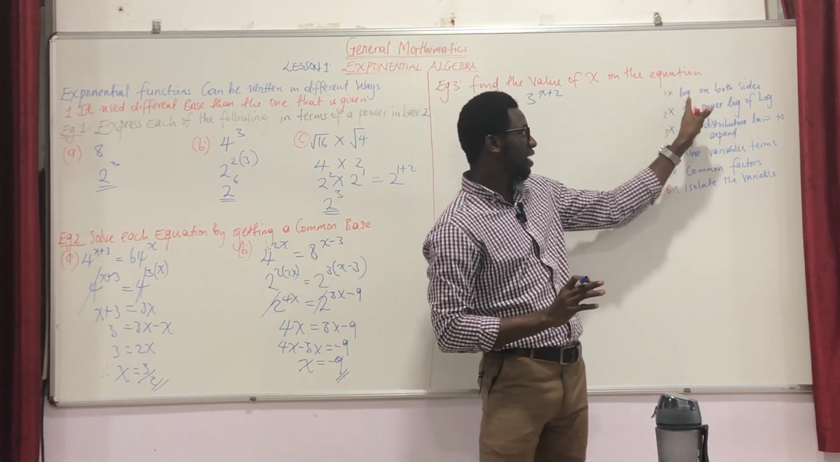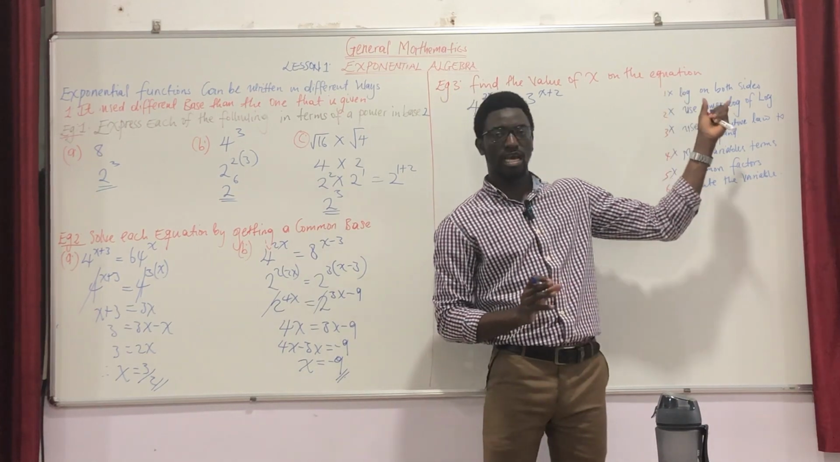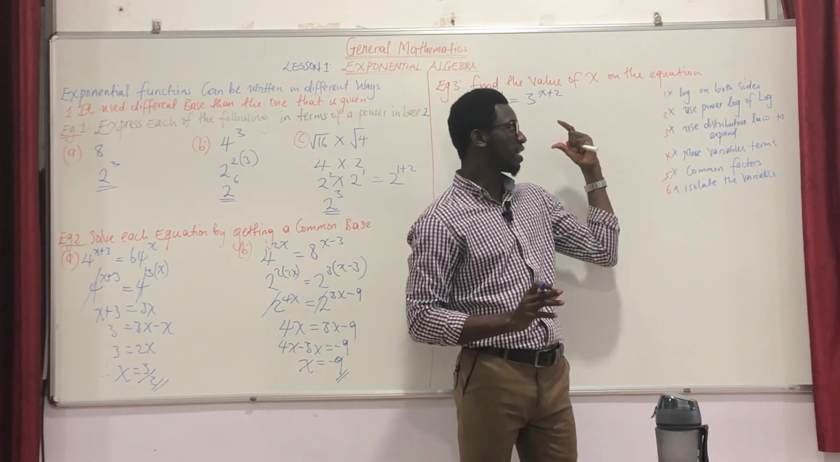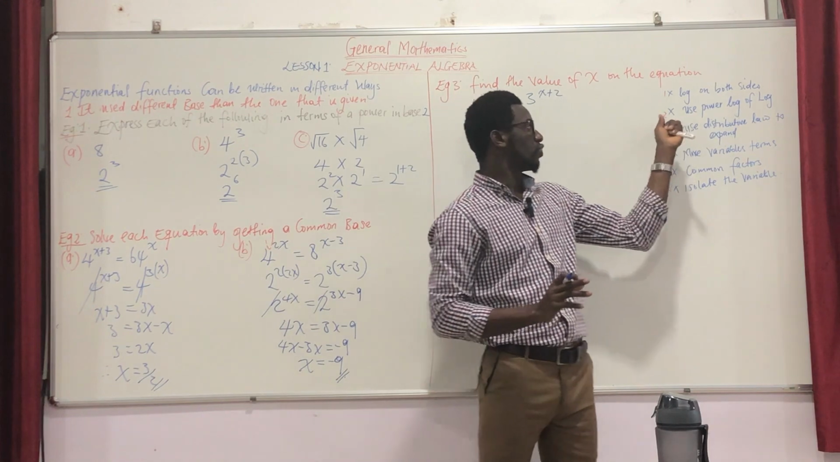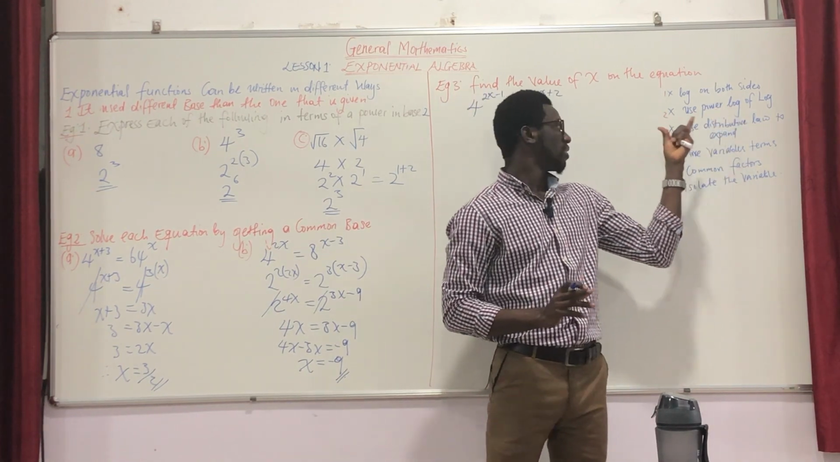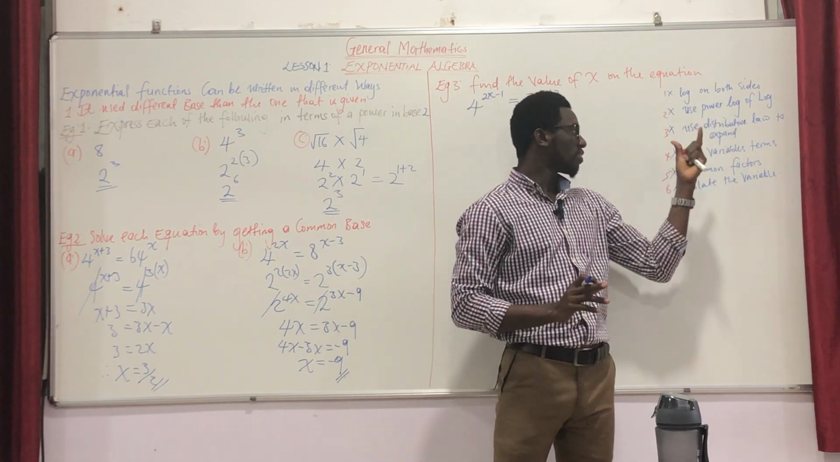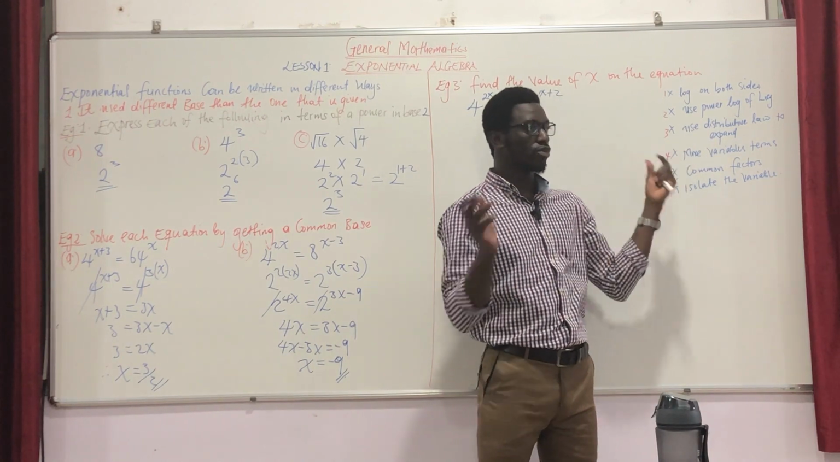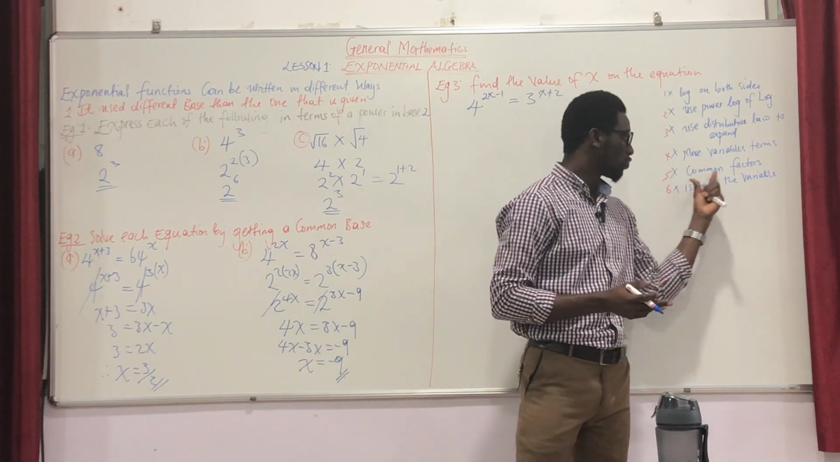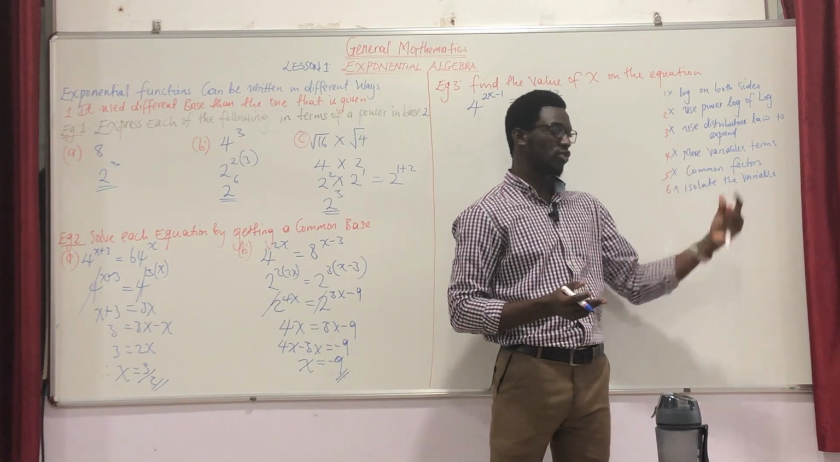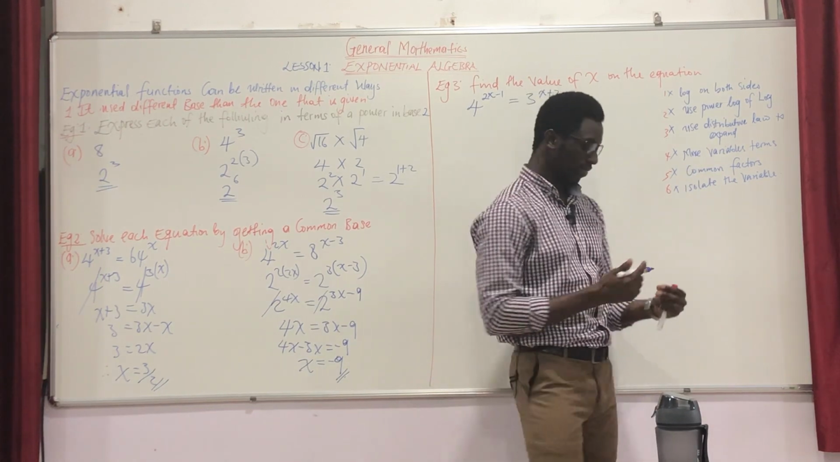So the first step says you can use log on both sides simply because the bases are different. After which we use the power law of logarithm. Then we use distributive law to expand. Then we move the variable terms. Then after which we use common factors. Then we isolate the variables and get our answer.